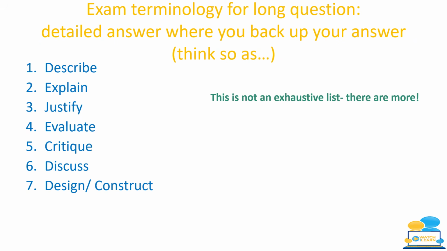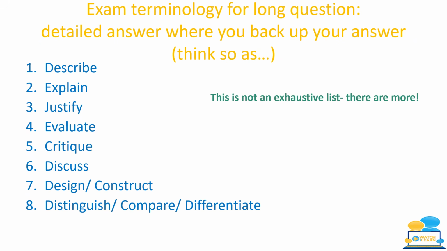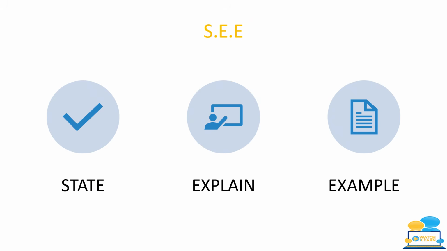So it could be, for example, to draw a bedroom sketch, a floor plan, or it could be, for example, to design an upcycled t-shirt. Distinguish, compare, differentiate. This means that you're telling the difference between things. So SEE is super, super, super important if you're looking for the higher merit and the distinction in Junior Cycle Home Ec. So this means to state, explain, an example.